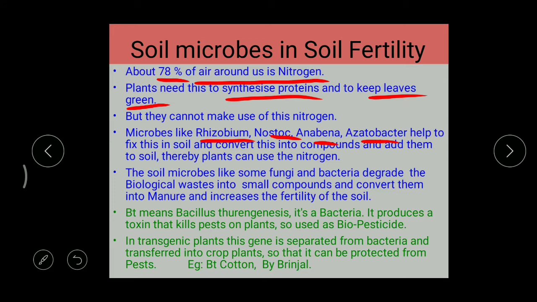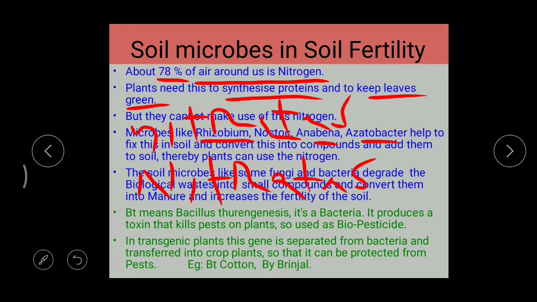compounds. Nitrogen compounds means we can say nitrites and nitrates, right? So the plants can use the nitrogen only in the form of nitrites or nitrates, but directly this nitrogen, atmospheric nitrogen, cannot be used by the plants.